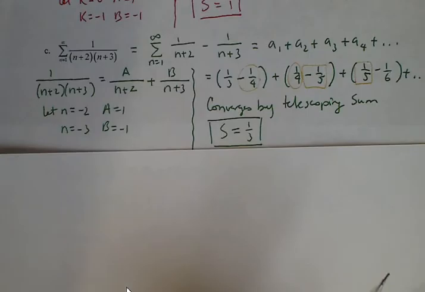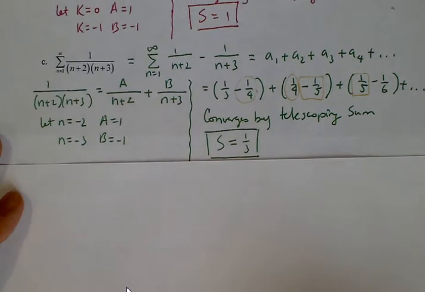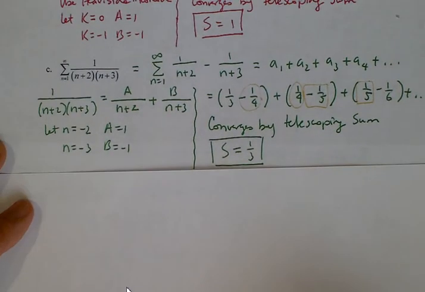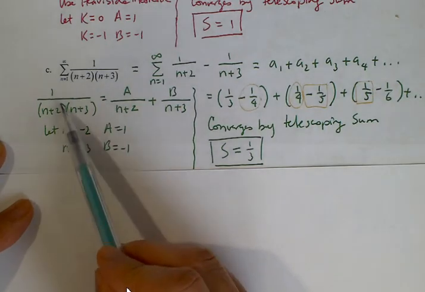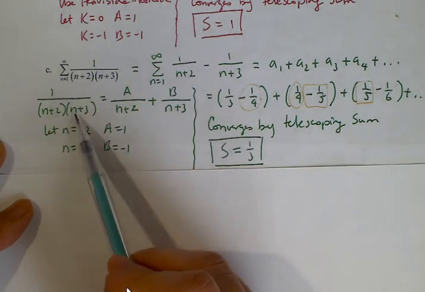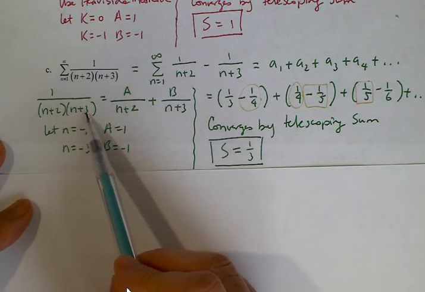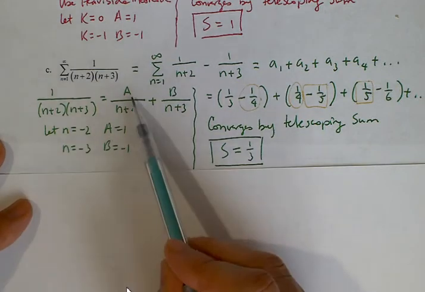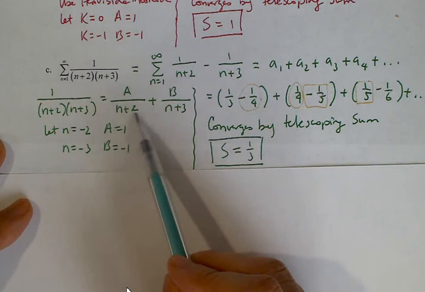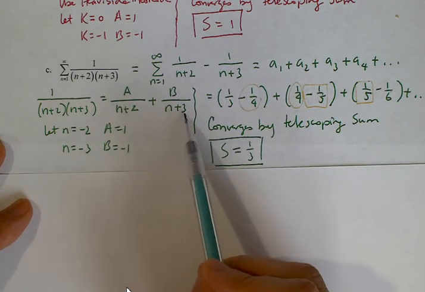All right, so for C, you had to do another partial fraction decomposition using the Heaviside method. So I rewrote it as 1 over (n plus 1) times (n plus 3). Now notice that sometimes I'm using n's and sometimes I'm using k's. And so you just need to be flexible with whichever variable you have. All right, so then this becomes a over (n plus 2) plus b over (n plus 3).